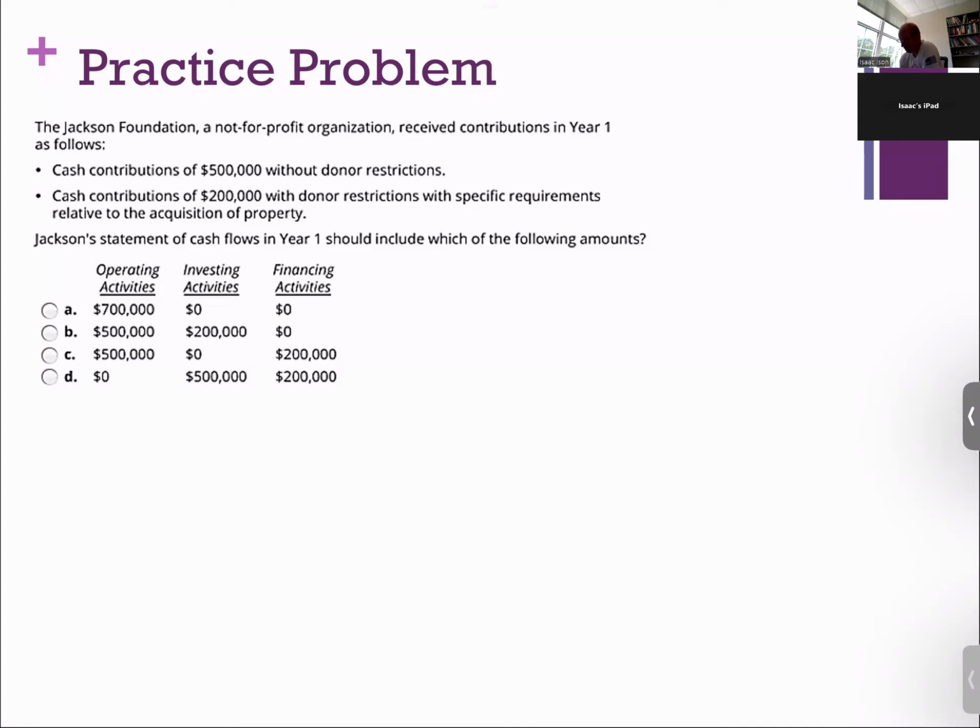First, basically, I just know, okay, how are we classifying these things into the statement of cash flows? So cash contributions without donor restrictions. Okay, so that's just normal contributions, and that's going to go in the operating section. And then cash contributions of $200,000 with donor restrictions with specific requirements relative to acquisition of property. So property, because that's a long-lived asset, we know that needs to go in financing. And so it's the correct answer.